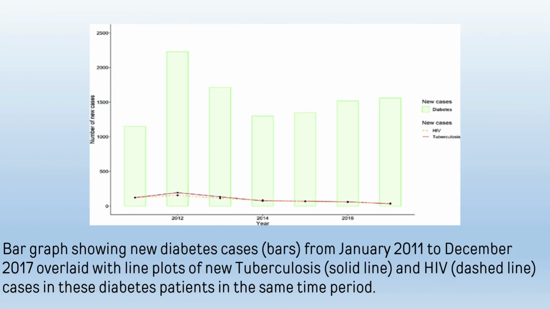Let's take the next example of a bar graph. Here is a bar graph showing new diabetic cases from January 2011 to December 2017, overlaid with a line plot of new tuberculosis and HIV cases in these diabetic patients in the same time period. Now notice how we can easily see which year has the highest and lowest cases. This is what makes bar graphs so effective. They give us an instant snapshot of the data.